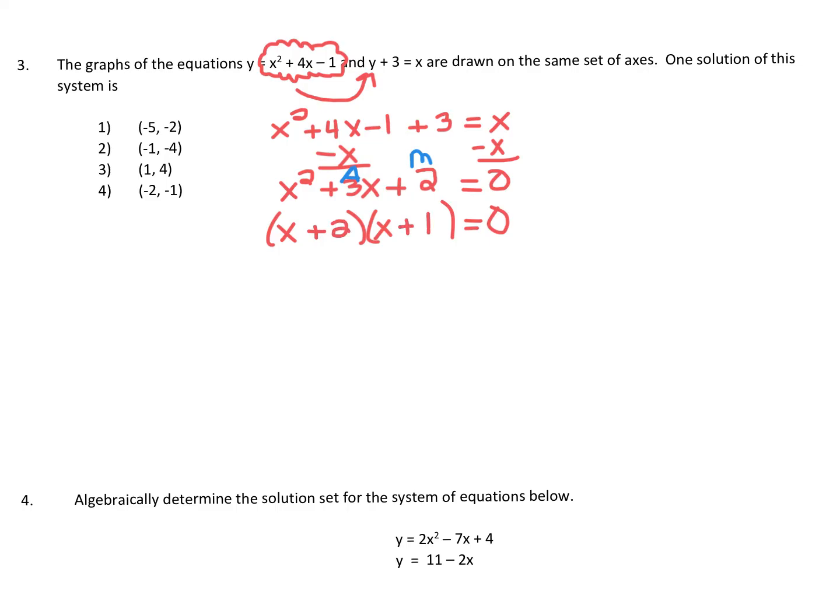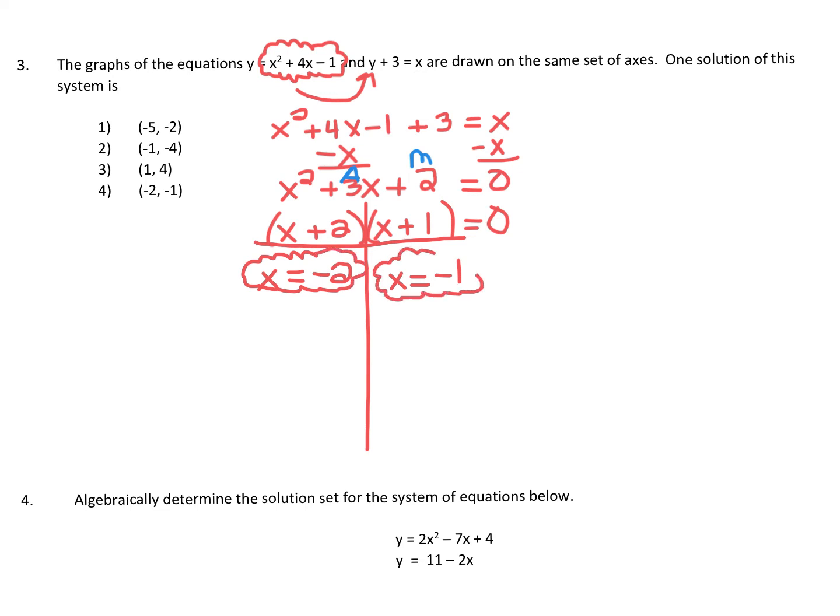And when we make a t-chart to solve, we wind up getting x equals negative 2 and x equals negative 1. Okay, now I'm just going to emphasize those. Those are not my final solutions, but we're partway there.